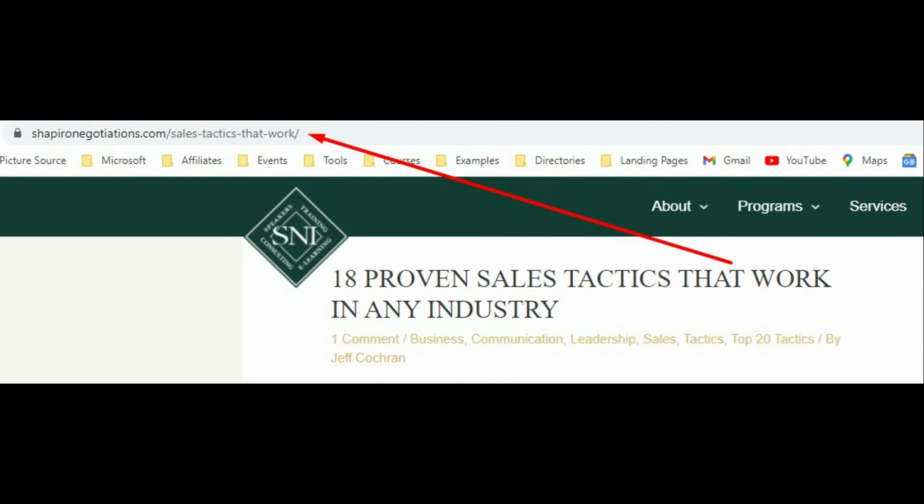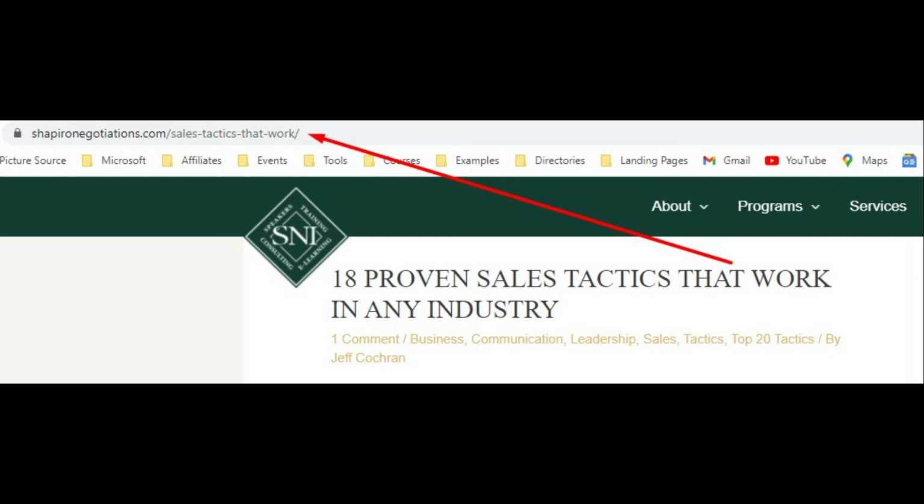And the last example is this URL. As you can see, they are targeting the keyword sales tactic. But then there is the second part, that work. That is absolutely useless there. Again, it's good for titles, not for URLs for SEO purposes.